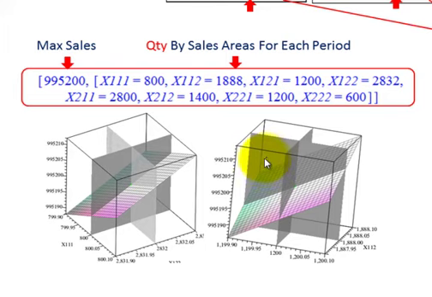Okay, so that'll pretty much summarize our example here, and it's a good little example to go over for using linear programming for sales budget, maximizing sales, and allocating your sales by area and by sales area as a percentage and by period. Okay, so that'll summarize our example.